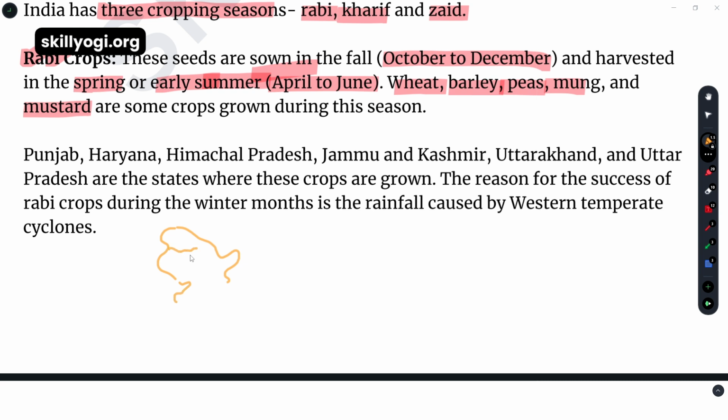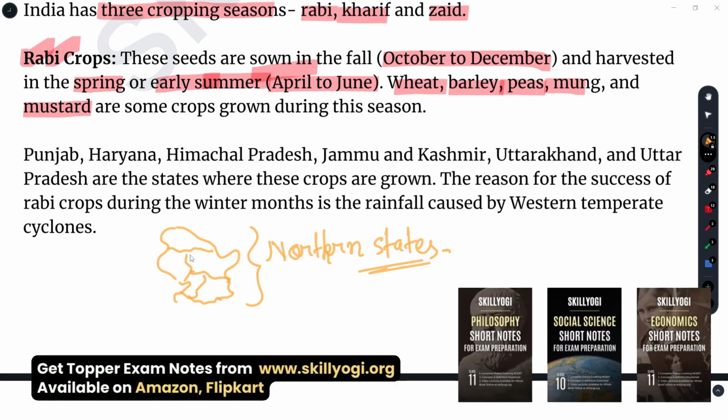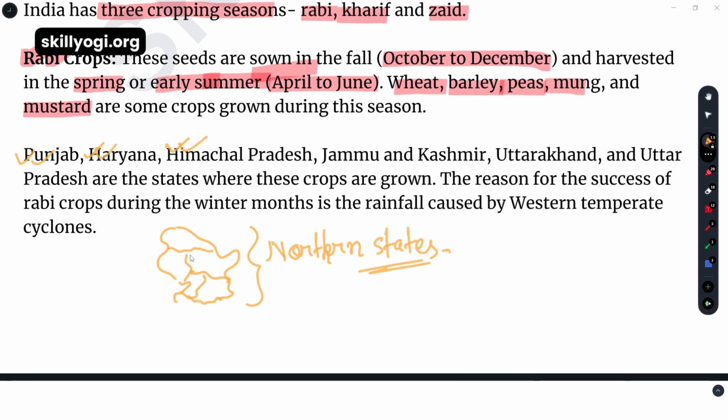so these are the portions, the different states: Punjab, Haryana, Uttarakhand. So these are the places for the northern states. Okay, northern states. So Punjab, Haryana, UP, Himachal, these are the places where we can have this Rabi cropping pattern, and in UP, these crops are grown.